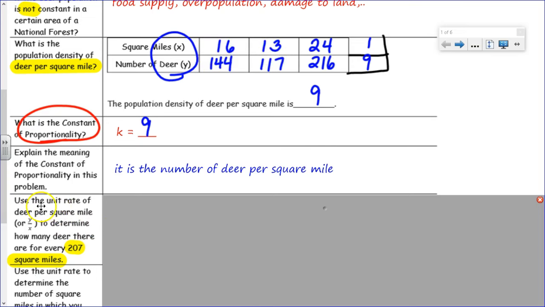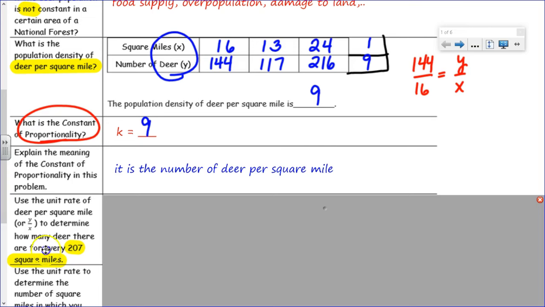We can figure out the unit rate using this little formula here, y over x. We're going to use this y over x. See, that's actually what you did up here, by the way, when you did 144 divided by 16. That was y divided by x. So there's just a little hint to you where this y divided by x is coming from.